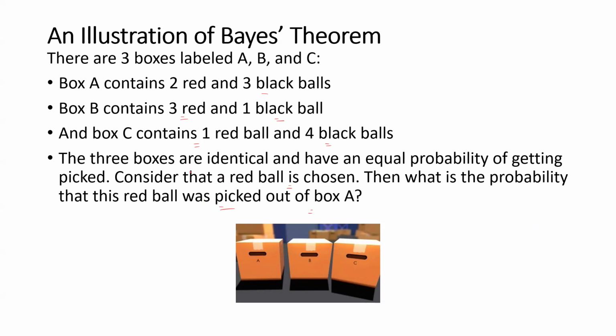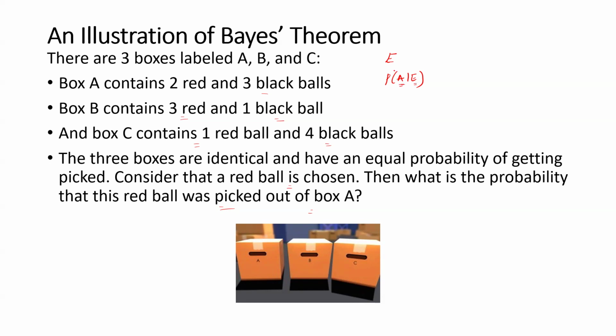Then what is the probability that this red ball was picked out of box A? Let us see this. Let E denote the event that the red ball is chosen. And A, B, C denote the respective box being picked. Here we have to calculate the conditional probability of A given E.